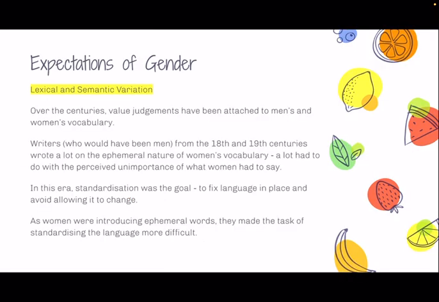Okay, lexical and semantic variation. Over the centuries, value judgments have been attached to men's and women's vocabulary. Writers, who were pretty much always men from the 18th and 19th centuries, wrote a lot on the ephemeral nature of women's vocabulary. A lot had to do with the perceived unimportance of what women had to say. In this era, standardisation was the goal, to fix language in place and avoid allowing it to change. As women were introducing ephemeral words, so that basically means words that aren't permanent, they're new, they might not last for very long, they made the task of standardising the language more difficult.